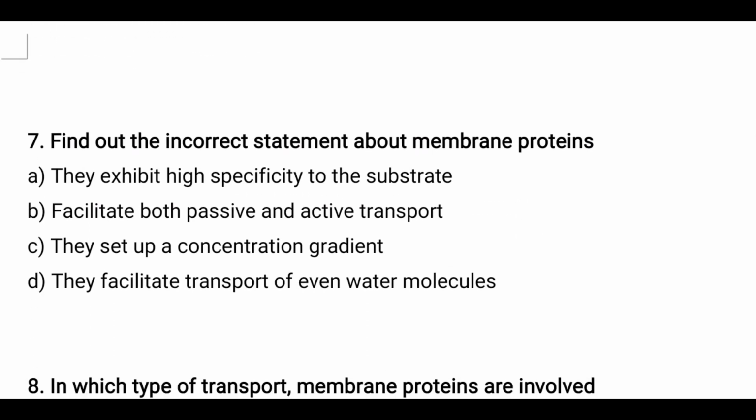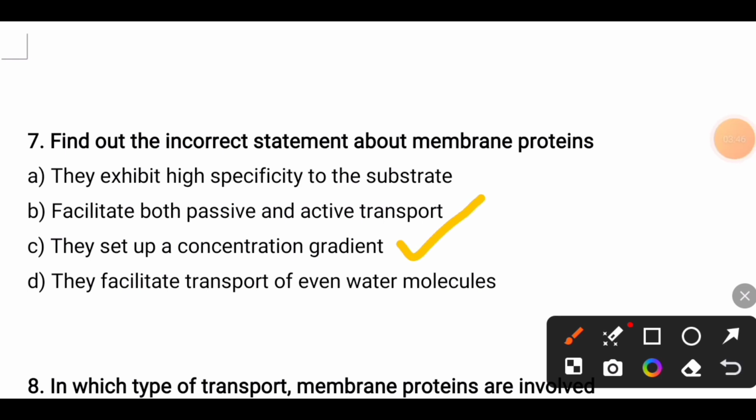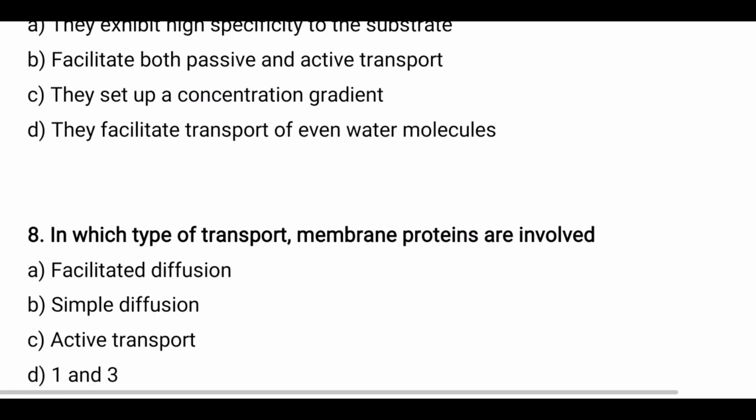Find out the correct statement about membrane proteins. Options are: they exhibit high specificity to the substrate, facilitate both passive and active transport, they set up a concentration gradient, they facilitate transport of even water molecules. So the correct answer is they set up a concentration gradient. This is the statement incorrect about membrane proteins. They are not involved in concentration gradient. Okay, so let's see the next question.